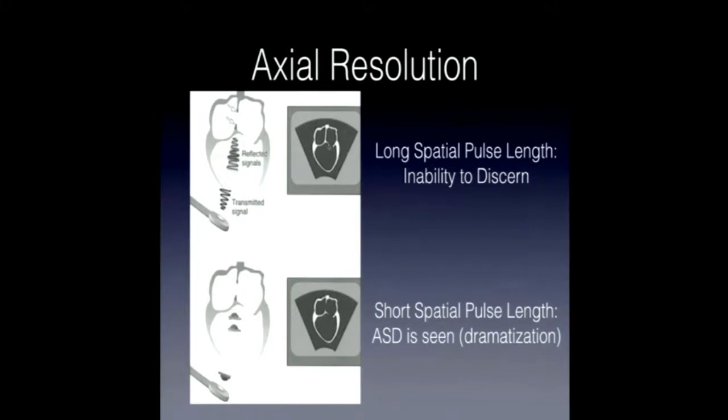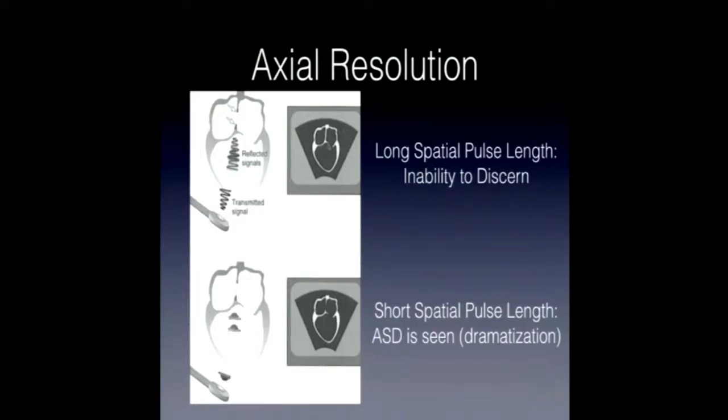And this cartoon tries to represent axial resolution for us. And it's just a dramatization. But in the top frame, we have a spatial pulse length, which is longer. And then down here, we have a short pulse. And you see, this is what you see on the ultrasound on this scene. And over here is what is represented by the heart. Again, it's a dramatization. You won't just be able to see this way unless it's very, very tiny.